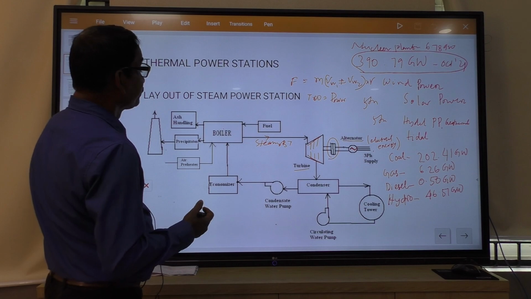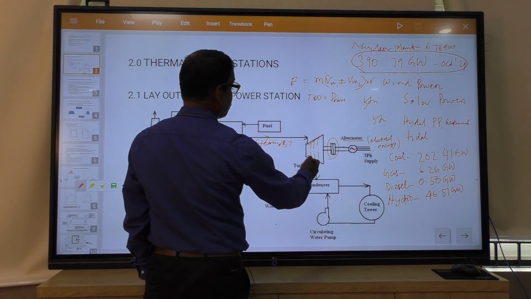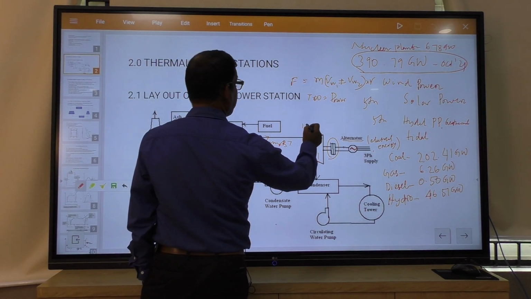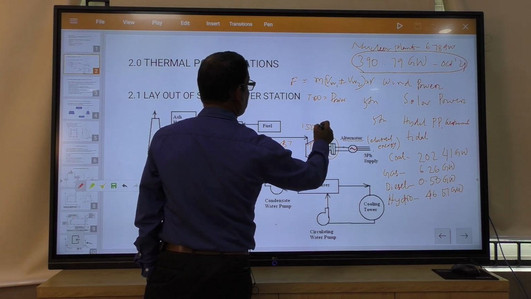Then after the turbine, the steam is exhausted, that means the pressure reduces. Suppose here it is 150 Pascal or mega Pascal.